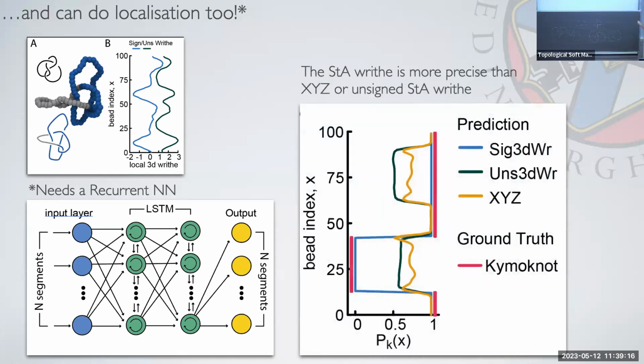So this is a particularly bad example in which the XYZ and the unsigned writhe will tell you that this part is still knotted, so that's the probability of knotting for a certain segment. KnotPlot will tell you that this part is not knotted, and the segment to all, I have to find a better name, segment to all writhe, tells you that these are knotted. So this is a very good example in which it works, but we haven't looked too much into this yet.